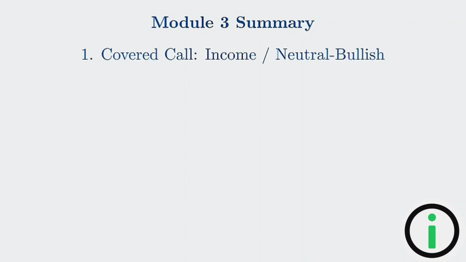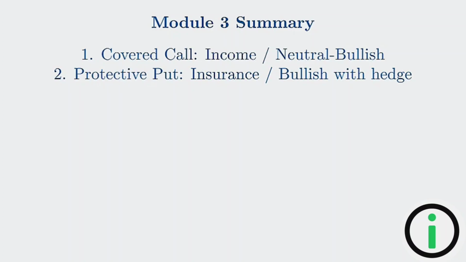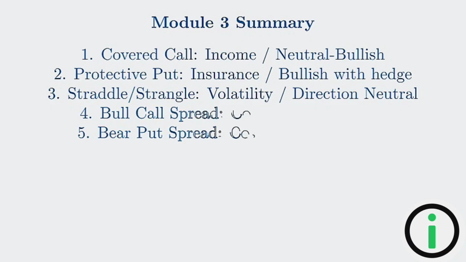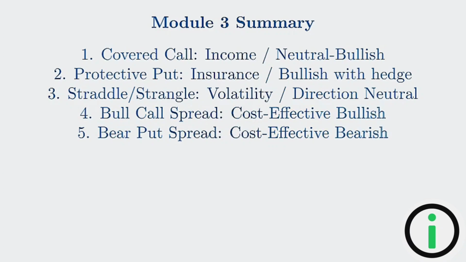We have now covered the 5 essential building blocks of options trading. Let us recap what we have learned and how these strategies fit into your trading toolkit. We started with the covered call, using it to generate income on Nifty holdings by capping our upside gain. We then looked at the protective put, which acts as an insurance policy, ensuring that no matter how far Nifty falls, our losses are strictly limited. For times of high uncertainty, like budget days, we explored the Straddle and Strangle, where we profit from big moves regardless of direction. Finally, we examined vertical spreads, the bull call and bear put spreads, which allow us to take directional bets with lower costs.